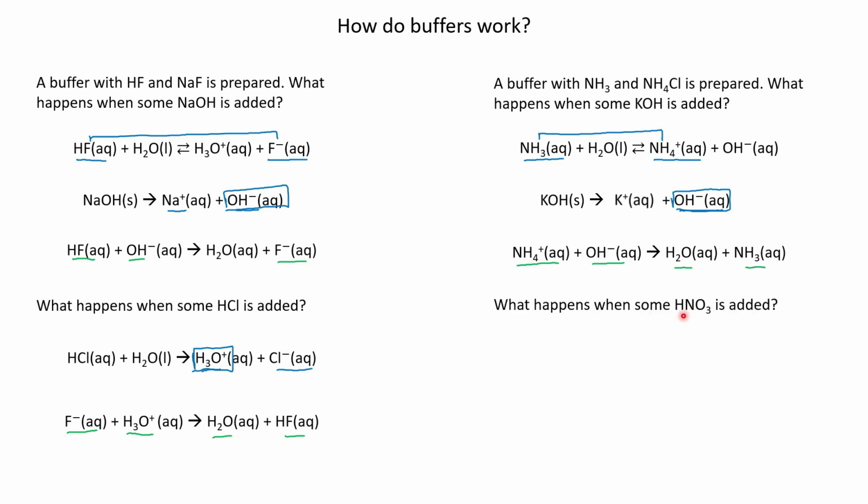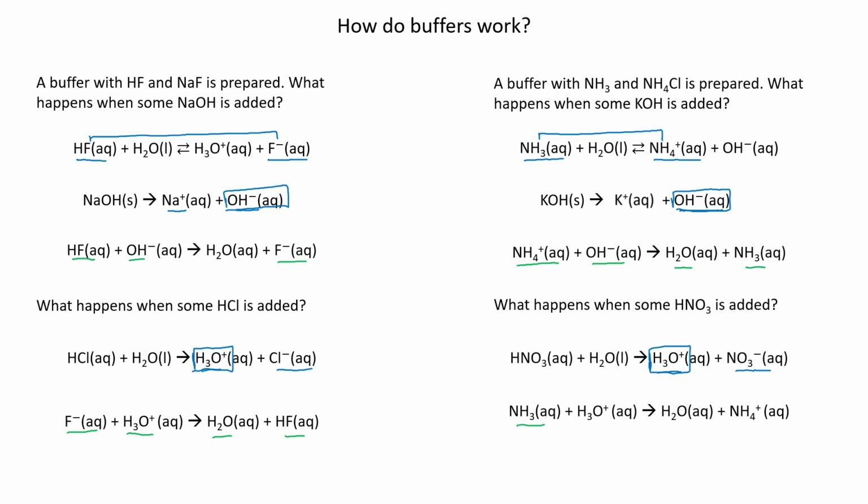Now let's see what happens when some nitric acid is added. So when nitric acid is in solution, it gives us hydronium and some nitrate. Again, I don't care about the nitrate. It's just a spectator ion. I'm really focused in on this hydronium because this is my acid. To neutralize my acid, I need a base. So coming back up to where I identified my conjugate pair, my base is my ammonia, so it is going to come in and neutralize my acid. So here is my ammonia reacting with my acid. Again, it's going to form water and a little bit of ammonium.